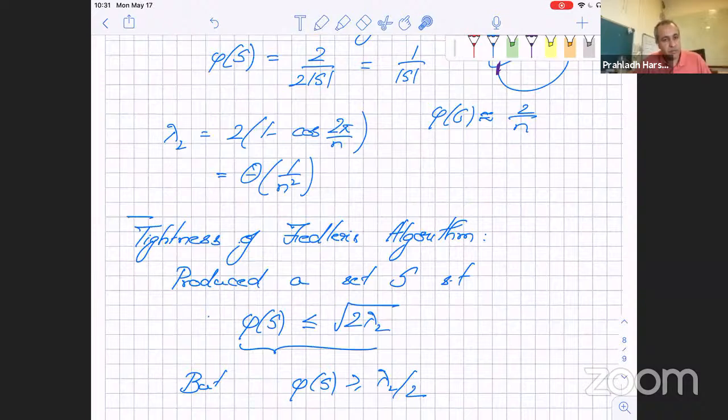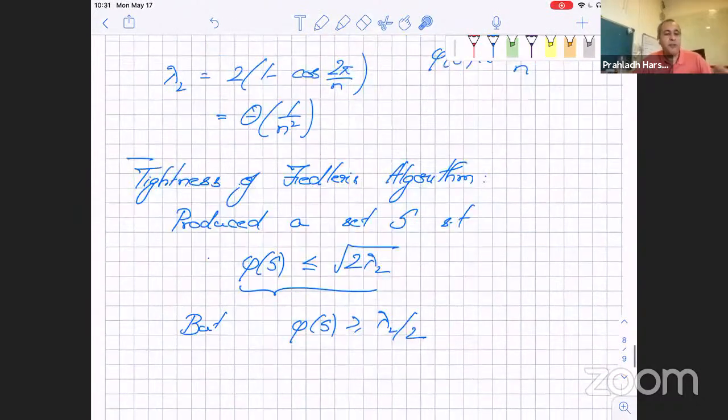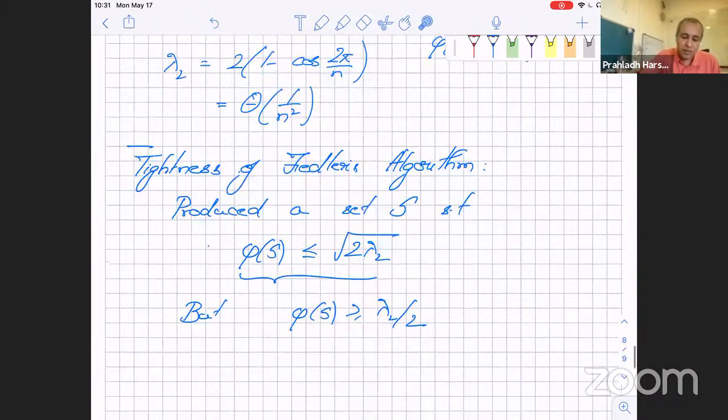That's a question you can ask. I want to claim, unfortunately, Fiedler's algorithm is going to give me a thing only of 1 over square root n. Even if the cut size is 1 over n, Fiedler's algorithm guarantees 1 over square root lambda 2. And in this case, for example, what did we see?